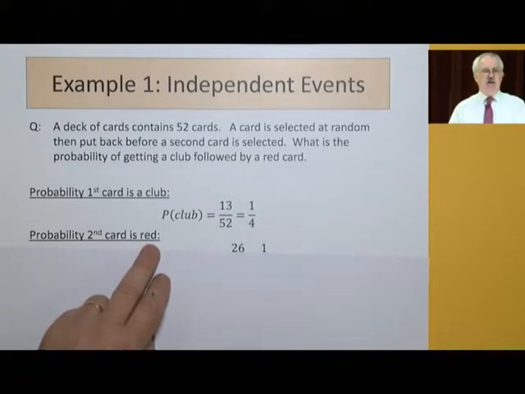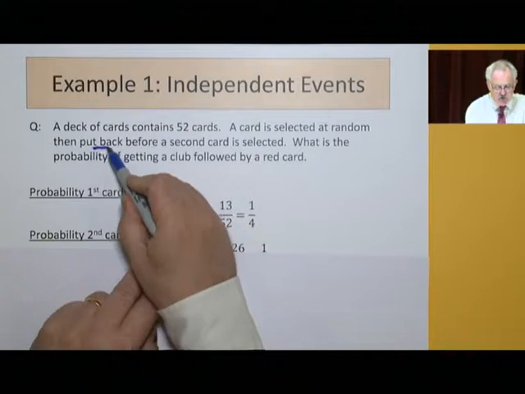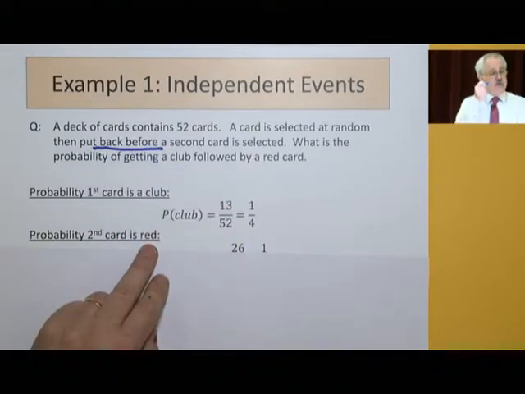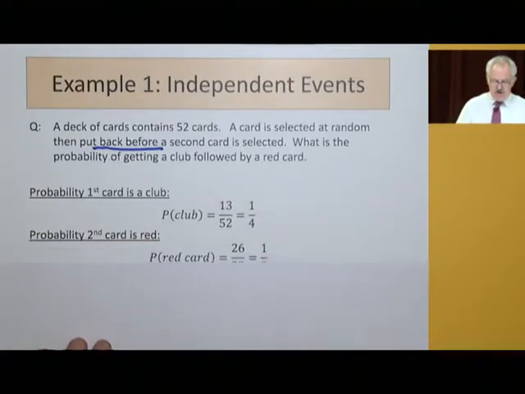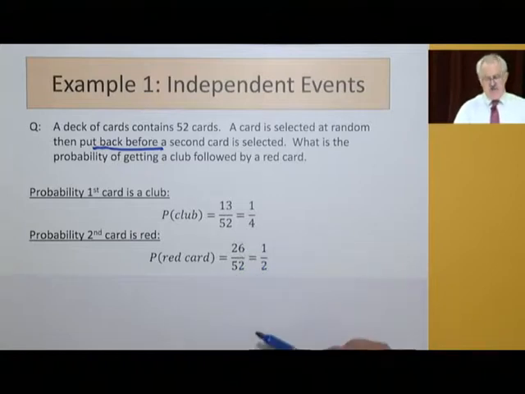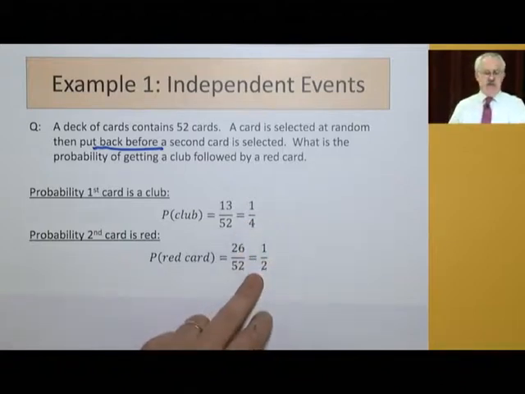What's the probability that the second card is red? It's really important that the first one was put back. So we're back again to 52 cards, and 26 of them are red, the hearts and the diamonds. So 26 out of 52 is 1 over 2. So we want this to happen, and we want the second thing to happen.